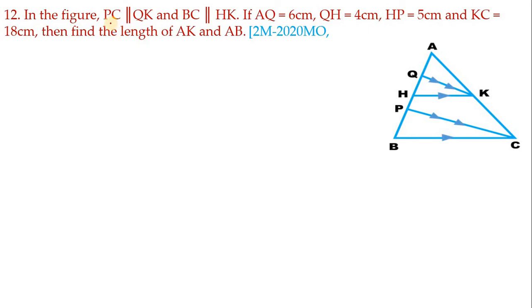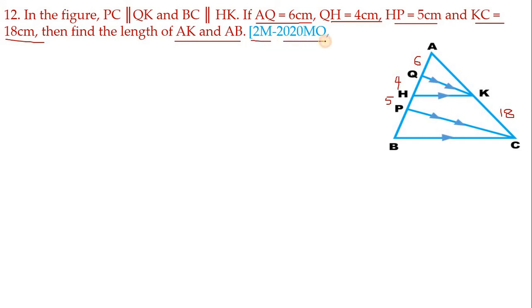In the figure, PC is parallel to QK. Where is PC? PC is here. PC is parallel to QK. And BC is parallel to HK. BC means this side, and this side is parallel to this side. Means in this figure we can see two pairs of parallel lines, and AQ equals 6 cm. Means this is the 6, and QH, this is the 4, and HP is 5 cm, and KC is equal to 18 cm. So this is 18 cm. We have to find the length of AK and AB.